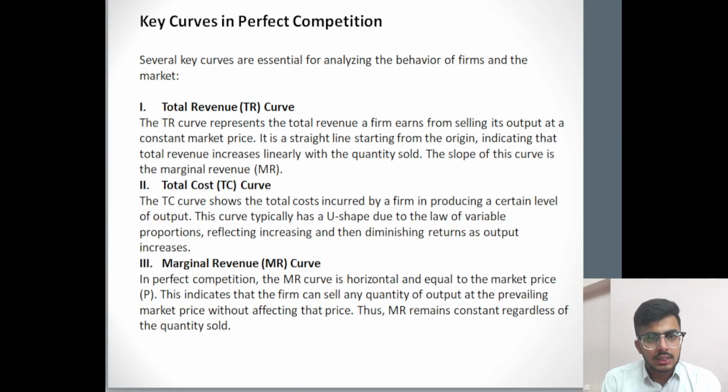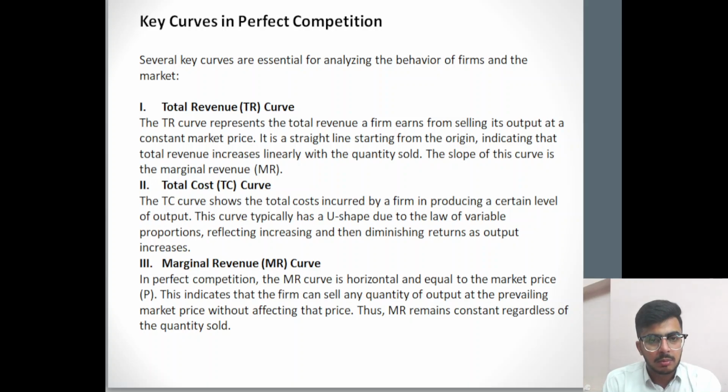So, key curves in perfect competition: there are some curves which are used to show the diagrams. Total revenue, also known as the TR curve, is a linear curve. Its slope represents marginal revenue. Total cost is U-shaped due to the variable proportions law.